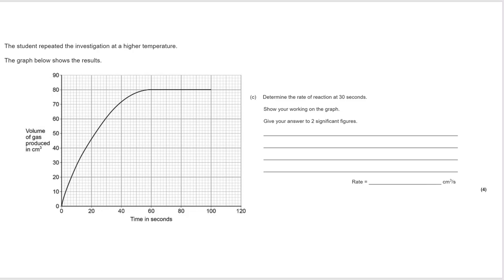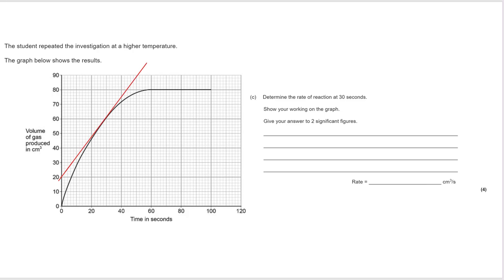For part C, we've been provided with a graph. Determine the rate of reaction at 30 seconds. Show your working on the graph and give your answer to two significant figures. The working on the graph is really important here. We're not asking for the mean rate of reaction. We want the actual rate of reaction at 30 seconds.